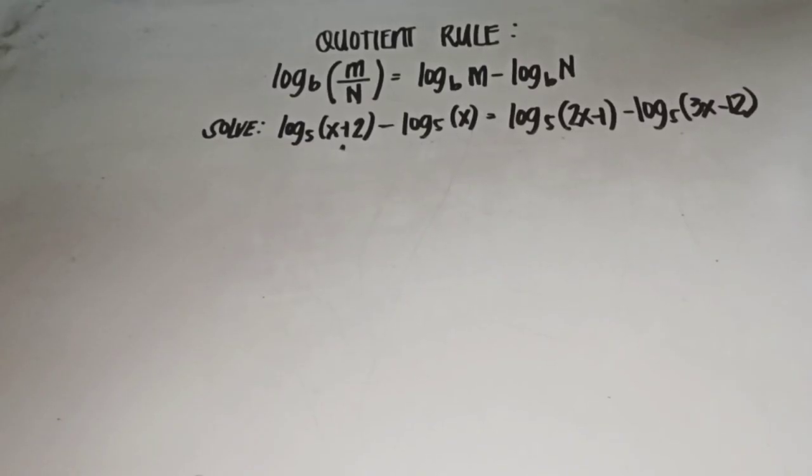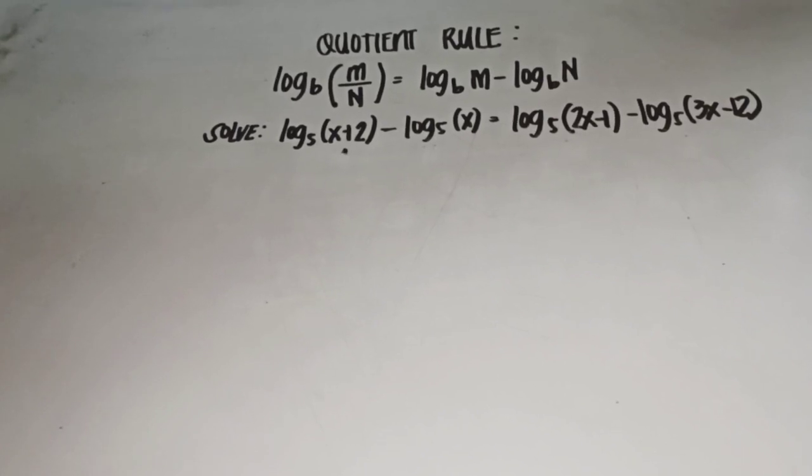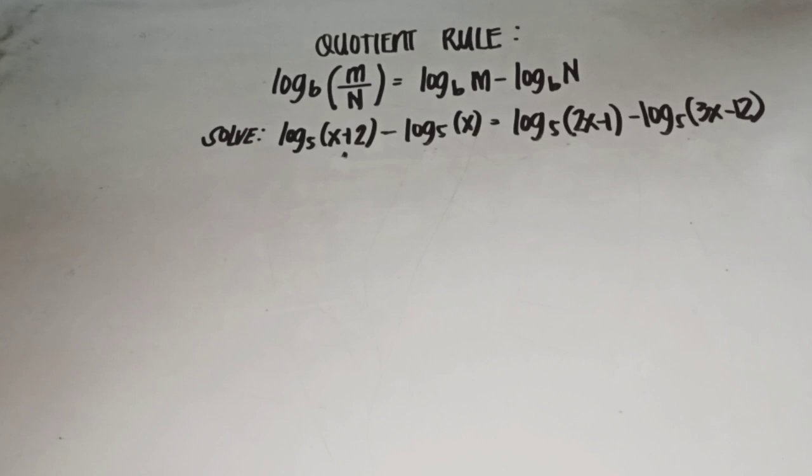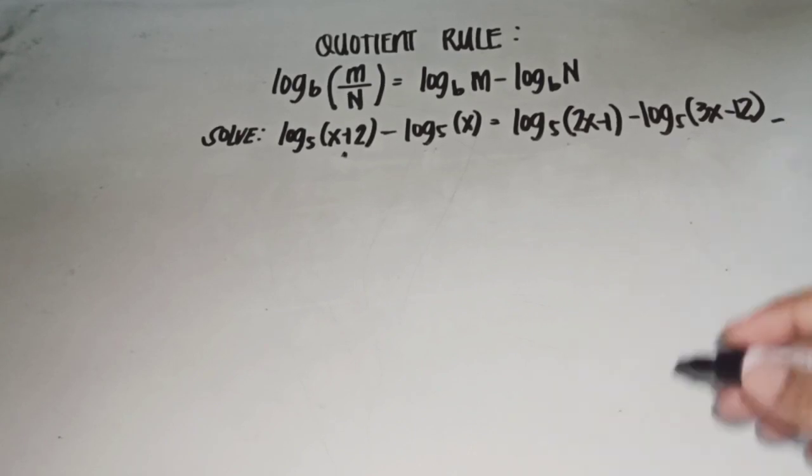Now we go to the quotient rule of logarithm. Based on this rule, we know that a logarithm of a fraction on a base b is equal to the difference of those two numbers. Okay, so let's try to solve this expression.